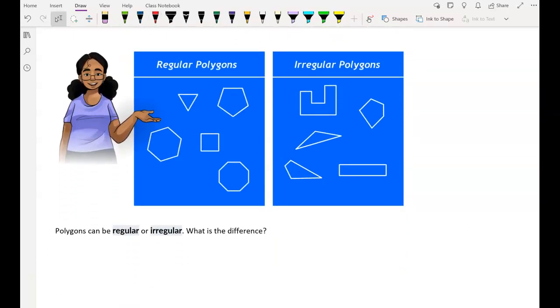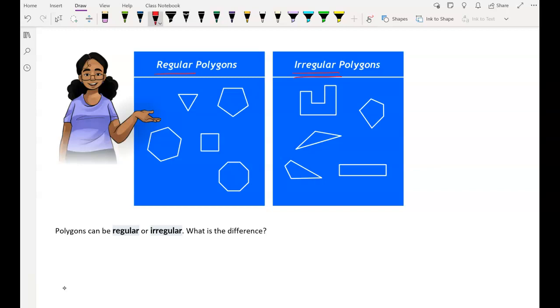Now, polygons can be regular or irregular. Take a minute and examine the regular polygons and compare them to the irregular polygons. What do you notice about regular polygons compared to irregular polygons? What's the difference between the two? Jada thinks she knows. All right, well, that's enough of the suspense.